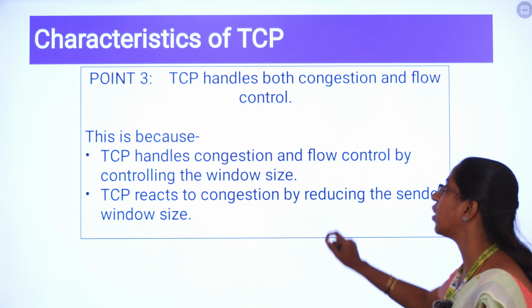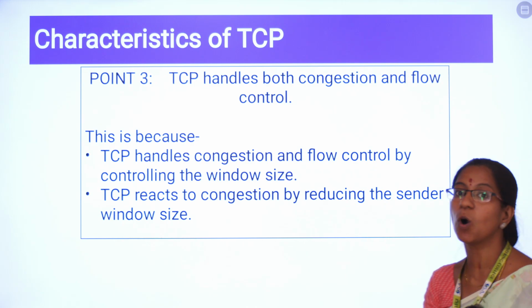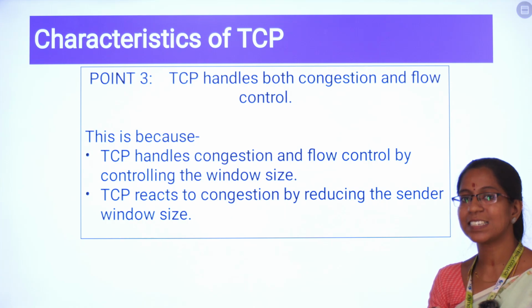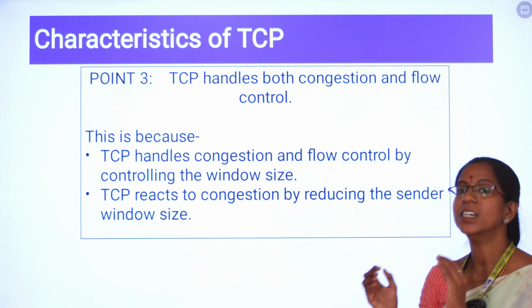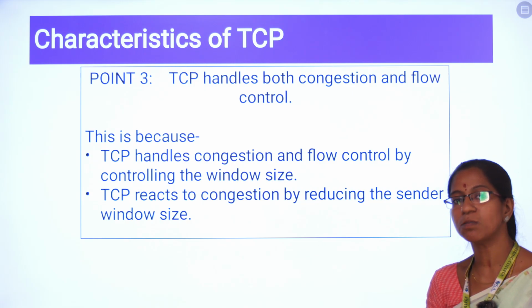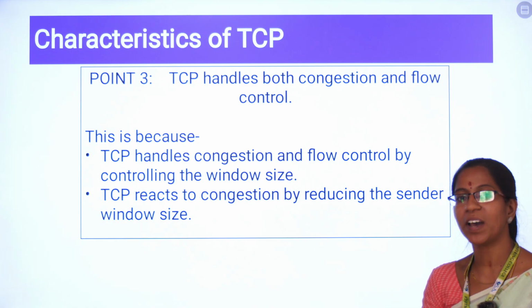Third point, TCP handles both congestion and flow control. Flow control concerns the data packet size, which is based on the window size of sender and receiver. So there is flow control as well as congestion control. Congestion control means that network traffic should be handled by TCP.